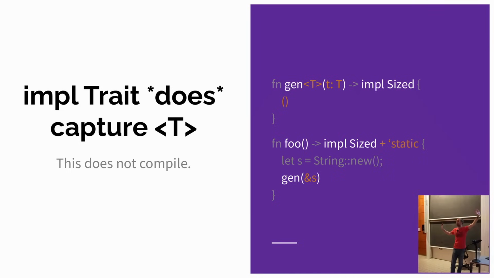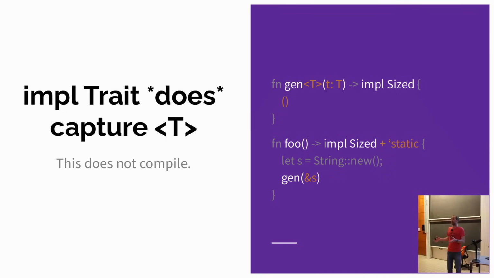It still doesn't actually use the t in any way in the hidden type. Then now if you try to write fn foo returns impl Sized plus static, and you call it and you give it a reference, so the foo here is basically exactly the same, this will not compile. Because the compiler says this t leaks into the hidden type, even though there's no actual contents that leak, but the type itself leaks into this thing. And the type t here includes a lifetime, specifically the lifetime of this borrow here. And that lifetime is not static, and therefore this does not compile.